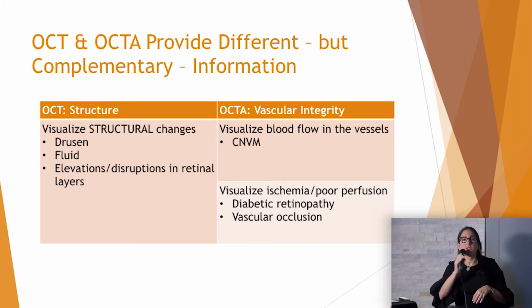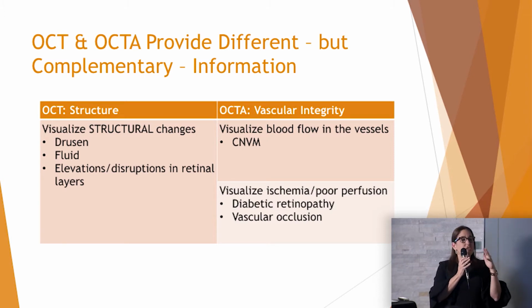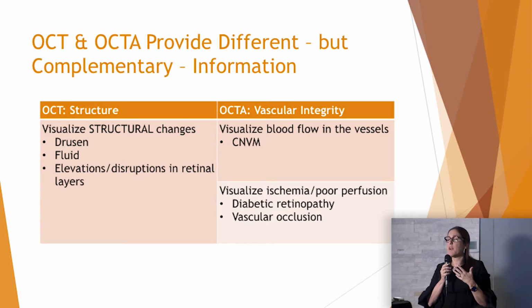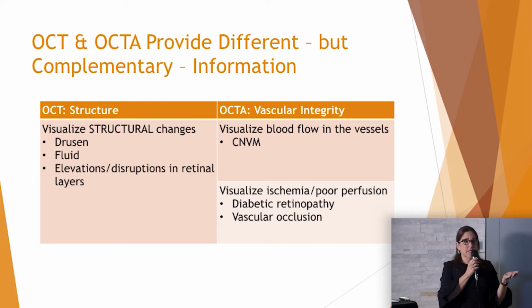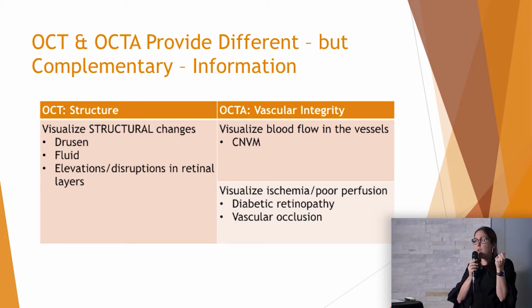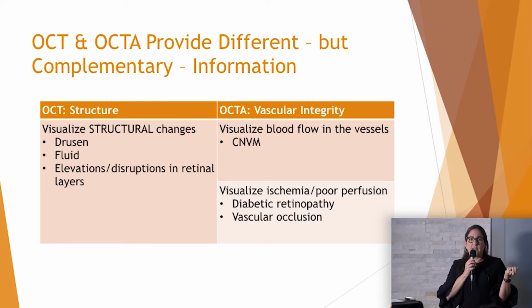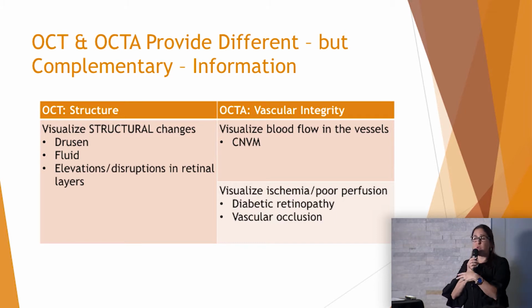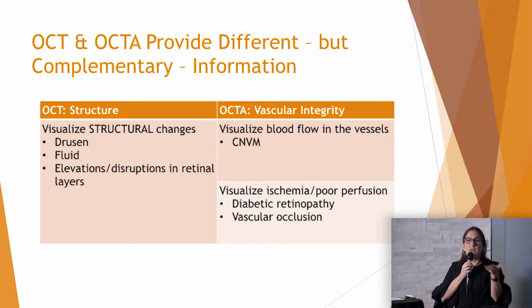All right, so here's the slide showing you what each of these technologies optimally image, okay? So the structural OCT, the spectral domain OCT, is good for any elevations or depressions in tissue. So things like drusen, pockets of fluid, exudates, anything like that. The OCTA is going to show us, I like to think of it as too much blood or not enough blood, okay? So if you have too much blood, like a CNV, awesome.